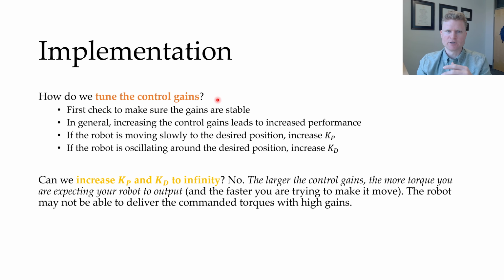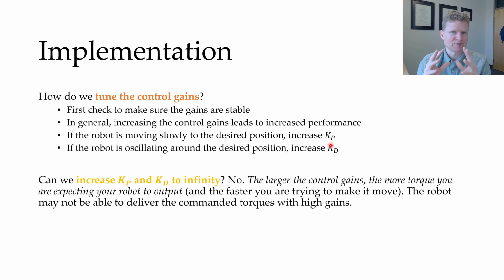Now, once you've checked for stability, you can start tuning these gains, and in general, increasing your control gains will likely lead to better performance. The patterns you might see: if your robot is taking a long time to get to the desired position, that might be a situation where you want to increase Kp, your proportional gains. And if the robot is oscillating around the desired position, like what we just saw, that might be a time when you want to increase your derivative gains, Kd. So you're increasing proportional gains based off of how long it takes to get there, and Kd based on the oscillations.